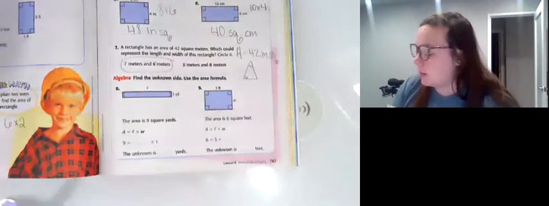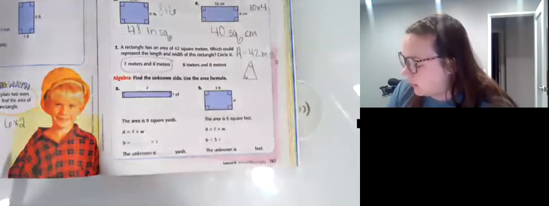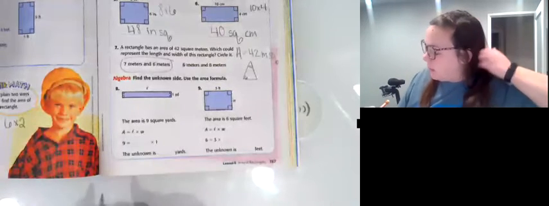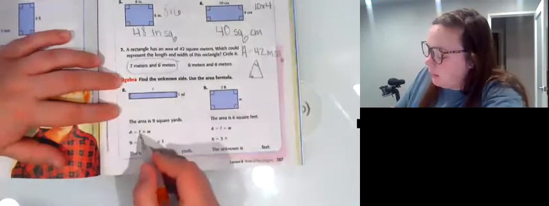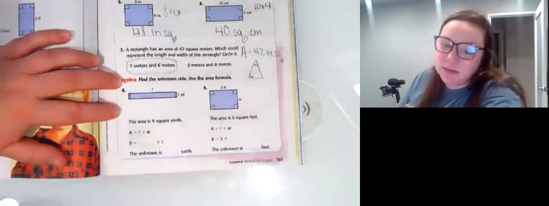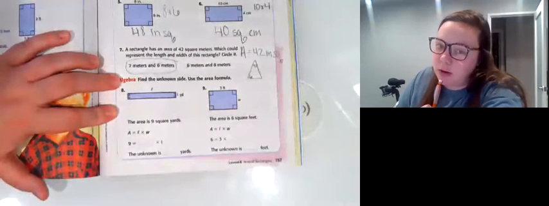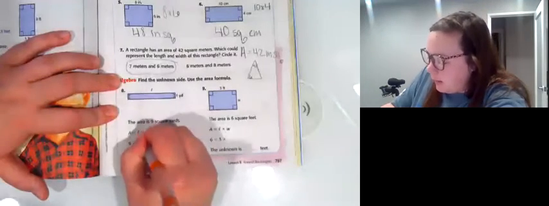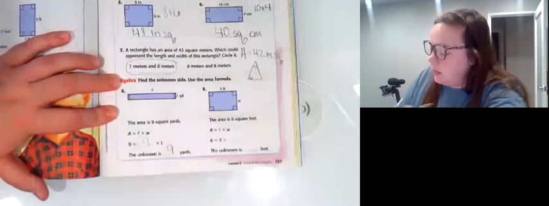All right, number 8, we are given the area. So we know the area is 9. We need to find out what this side length is. So our equation, area equals length times width. 9 equals something times 1. Hopefully that's not too hard. 9 equals 9 times 1. It was 9 yards.